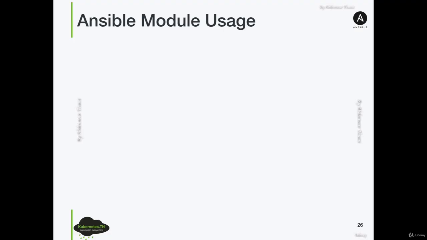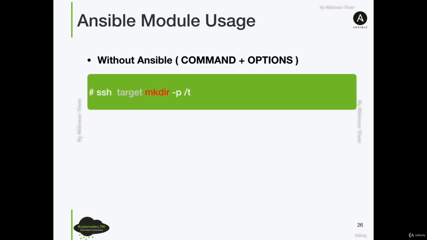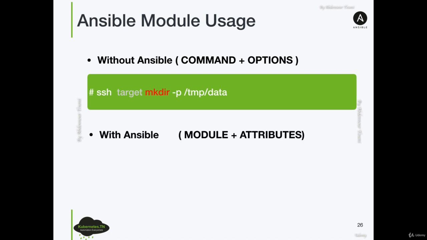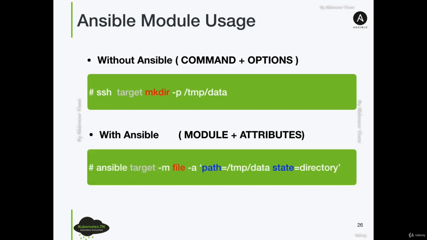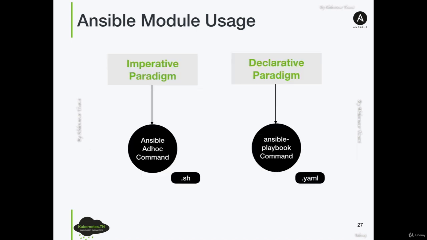Now how can I use an Ansible module? In a bash script, you use a command, and each command has options and arguments, like mkdir is the command, and -p and /tmp/data are the options. In Ansible, you will use a module, and each module has attributes or parameters.